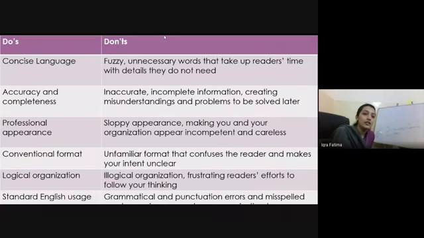So these are the do's which I have just discussed. So what are the don'ts? Use concise language, and avoid fuzzy, unnecessary words that take up readers' time with details they do not need. If they do not need some details, don't write those unnecessary details. Accuracy and completeness: avoid inaccurate, incomplete information, which creates misunderstandings and problems.